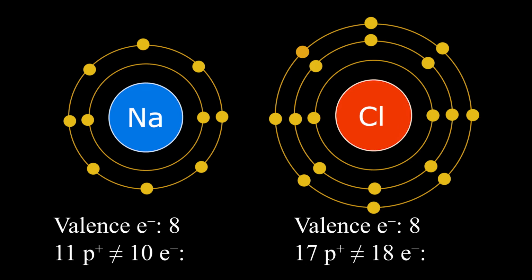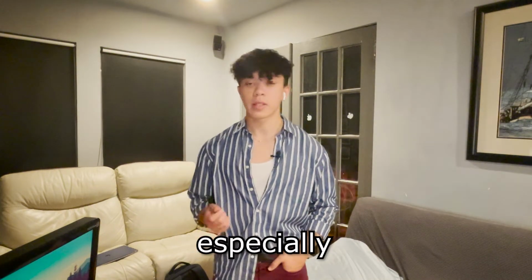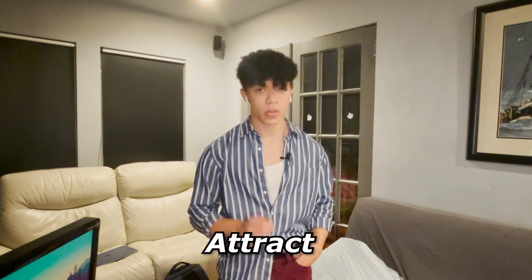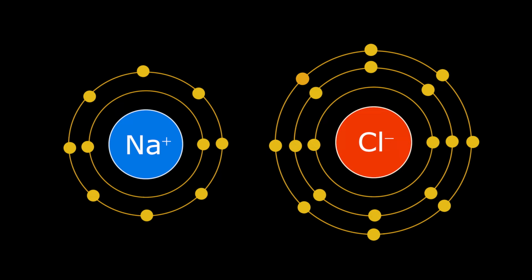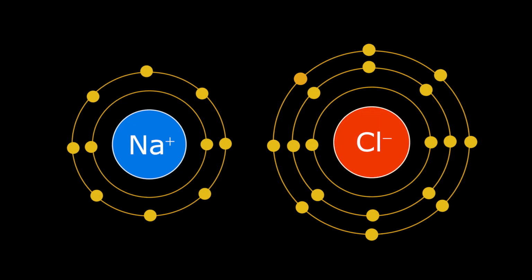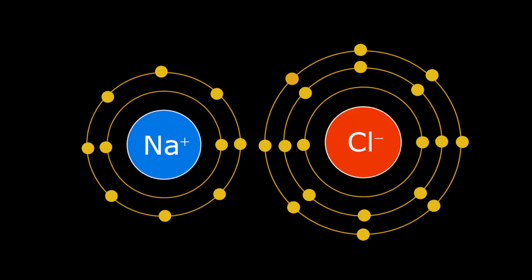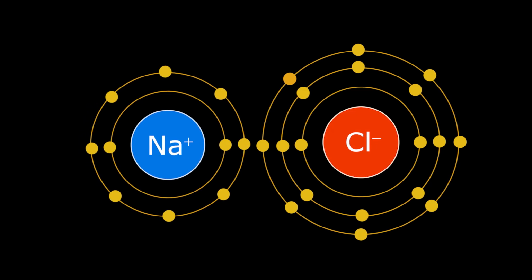But oh no, look at chlorine. Now it has 1 more electron than protons, making it a negatively charged anion. Now sodium has more protons than electrons, making it a positively charged cation. As you know, opposites, especially opposite charges, attract. The positive cation sodium and the negative anion chlorine, with their opposite charges, attract one another. This forms an ionic bond and an ionic compound.